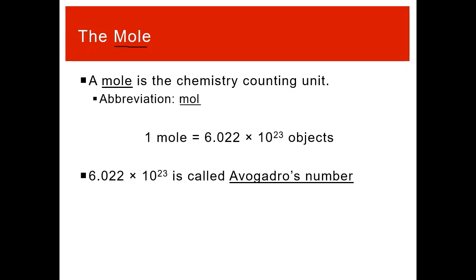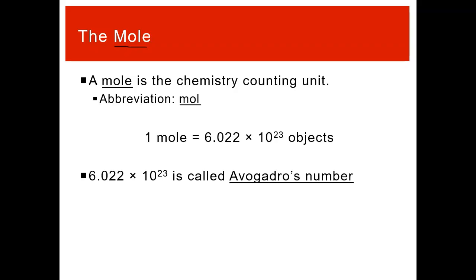Just like other counting units, the mole is defined by the number of objects in the group. One mole is 6.022 times 10 to the 23rd objects. That number is called Avogadro's number. Avogadro was an Italian chemist who did some work with counting molecules. He didn't come up with the number, but we named it after him in his honor because he did a lot of work in this field.